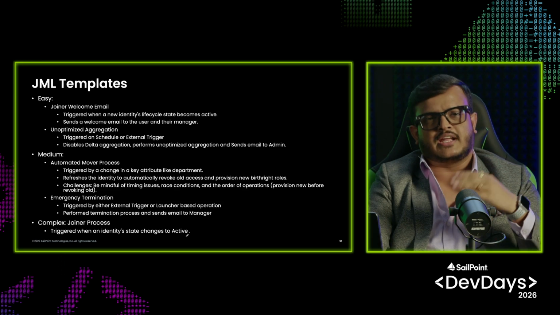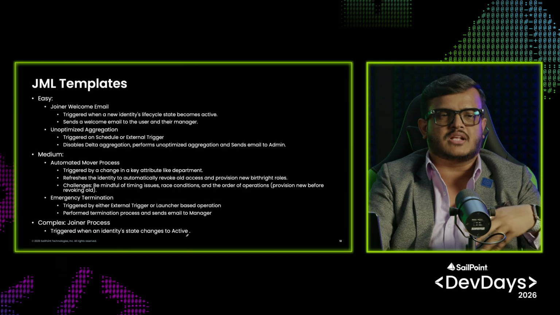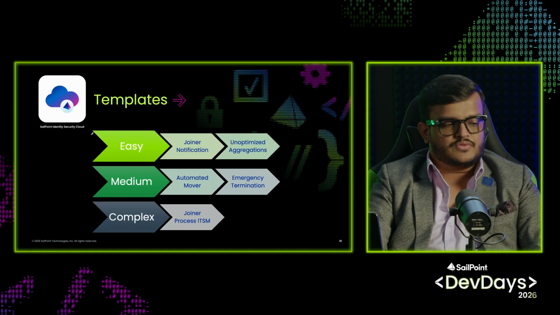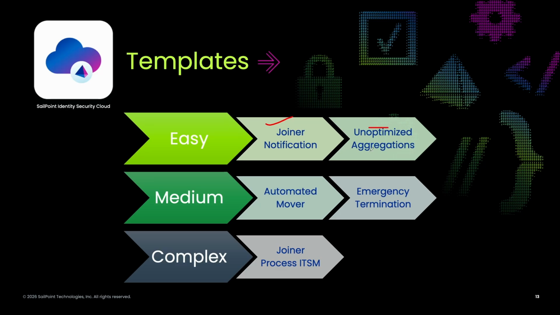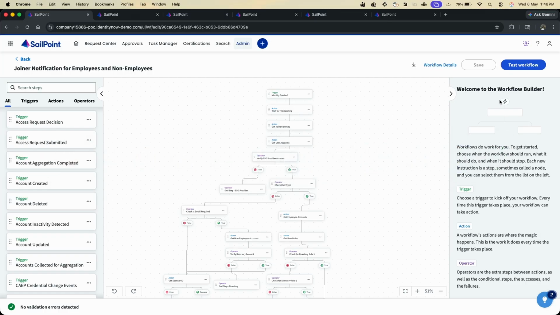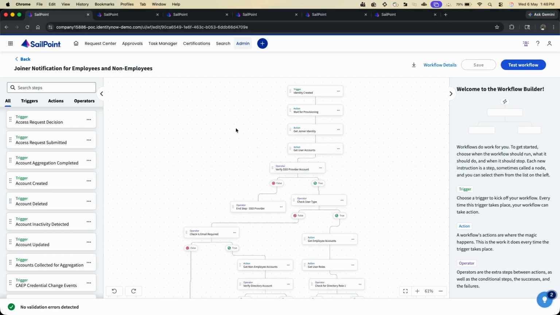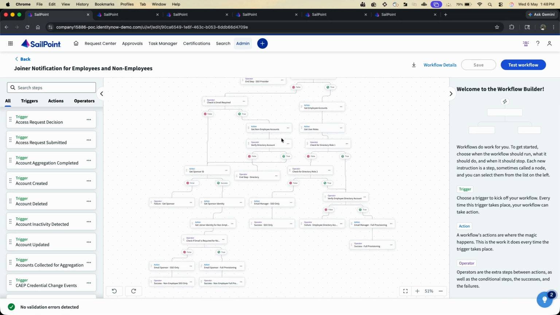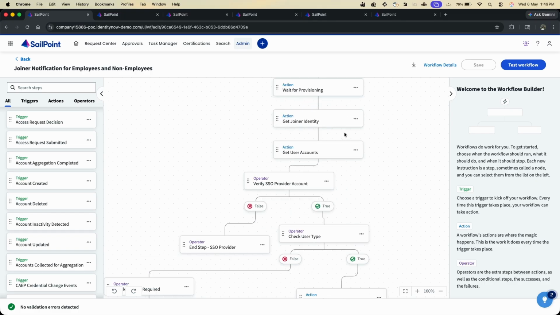Maybe a ticket needs to be created. Maybe you want to tell someone with emails and all those things. That's what's going to be in the workflow. So with easy, we have your joiner and the unoptimized. Let's start with your templates. Okay, so this looks to be complex, but again, these are just if-else checks, yes, no, and then traversing. This is not that complex.